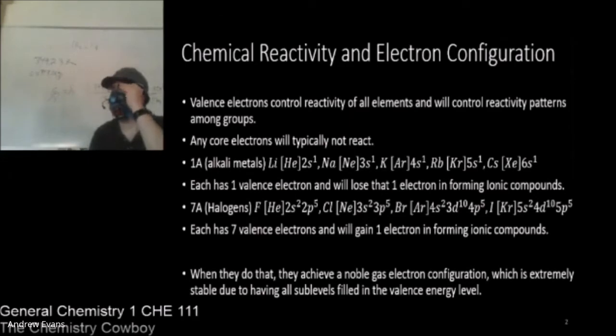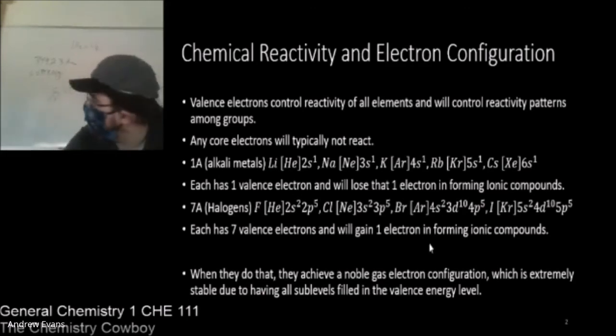Even though the principal energy level is different, the number of valence electrons in a column is always the same. And because the number of valence electrons is the same, they'll typically react similarly. Alkali metals, whether it's 2s1, 3s1, 4s1, or 5s1, all have one valence electron. Thus, they will typically lose it to become +1.